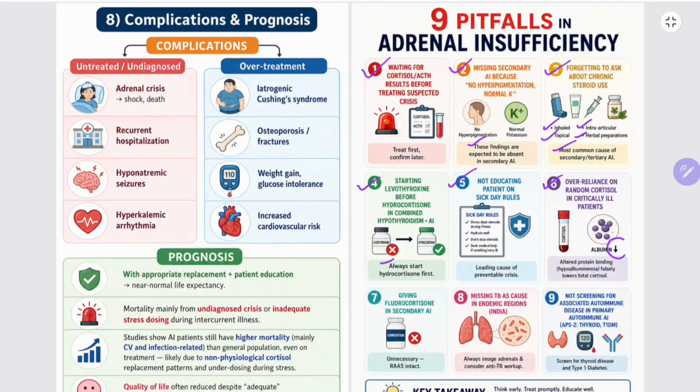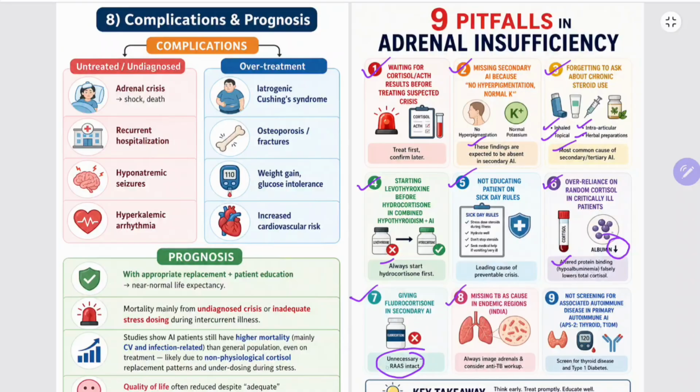Because the albumin is decreased in critically ill patients, altered protein binding and hypoalbuminemia falsely lower total cortisol. So in critically ill patients, don't rely upon random cortisol. See the electrolyte levels, the BP, the heart rate, sodium, potassium, pigmentation, these things. Giving fludrocortisone in secondary AI is not needed because aldosterone is intact.